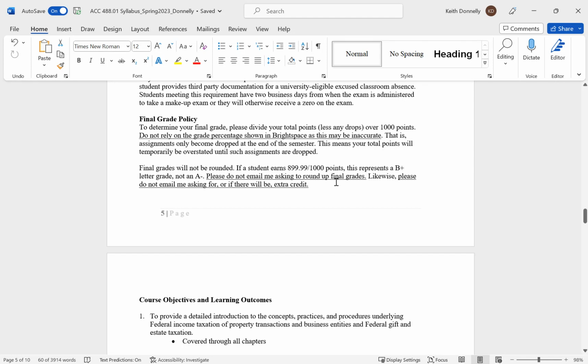All right, final grade policy. This just says the class is out of 1,000 points, because I drop the homework and this and that, and there are curves. Don't look at your percentage in Brightspace. That could temporarily be inaccurate. At the end of the day, when I put in the grades for this class, I look at how many points the person earned. If they earn 923 points, that's a 92.3. I keep it as simple as that.